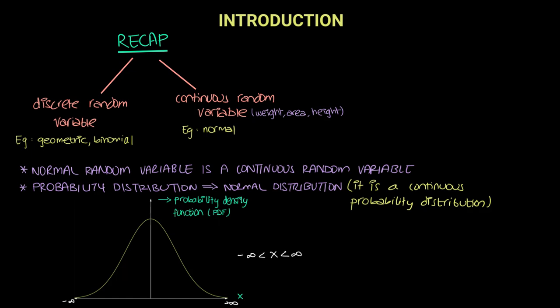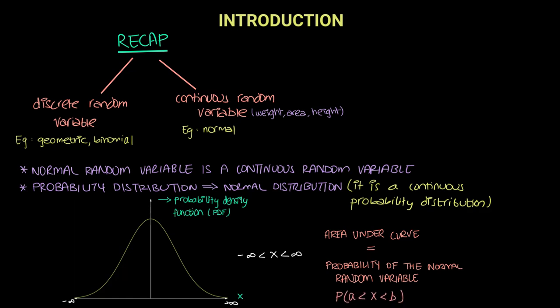And now, how do we calculate the probability of a normal random variable? Well, this graph is basically used because the area under the curve gives you the probability of the normal random variable. So for example, if you need to find the probability of a random variable from A to B, let's say you have a number A to B. And let's say A is somewhere over here and B is somewhere over here.